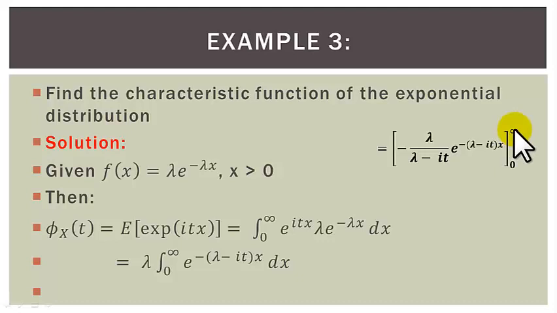Putting x equal to infinity, that will give us exponent minus infinity, which is 0, then minus, putting x equal to 0, that will give us exponent 0, which is 1. So this will then give us minus lambda all over lambda minus it into 0 minus 1. 0 minus 1 is minus 1, times this will give us lambda all over lambda minus it. So the characteristic function of the exponential distribution phi x of t is equal to lambda all over lambda minus it.